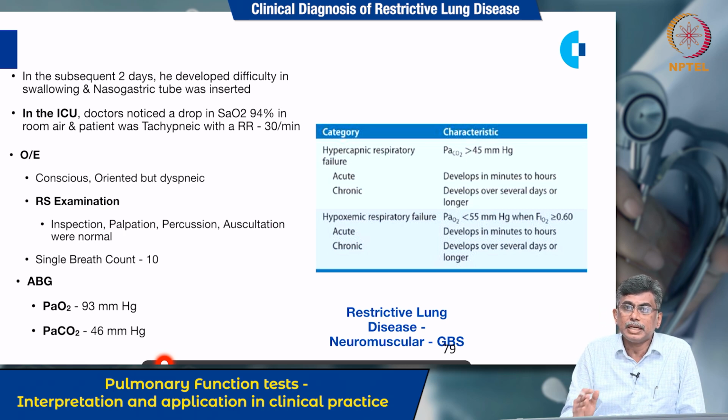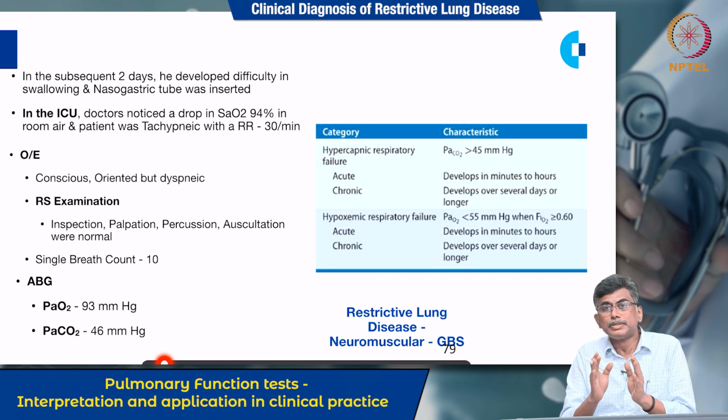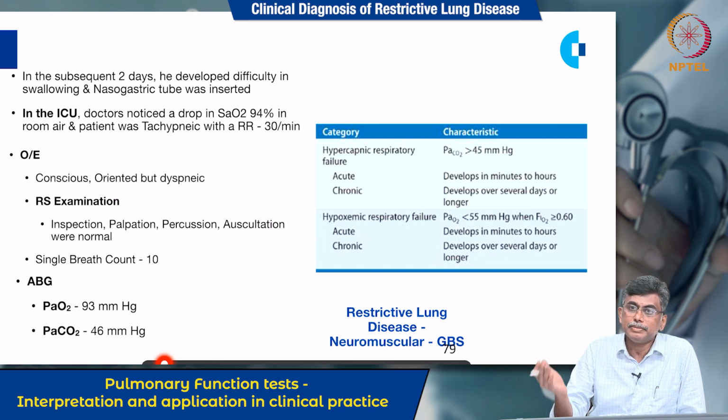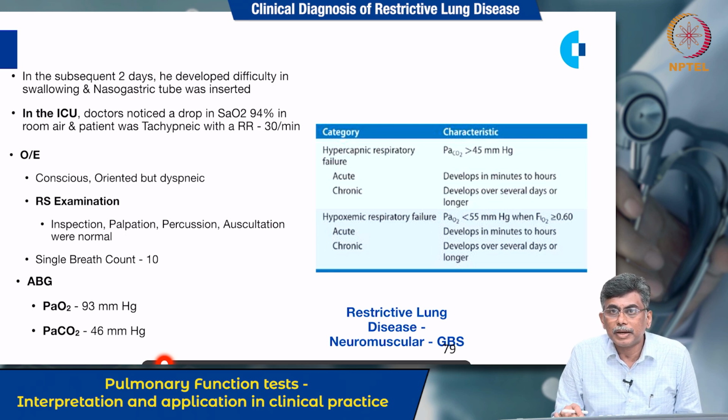So this is a case of restrictive lung disease where the problem is not in the parenchyma, the problem is not in the pleura, but the problem is in the neuromuscular system. That is, in this case it is a problem in the nerve, like Guillain-Barré syndrome. Now we are coming to the end of the session.